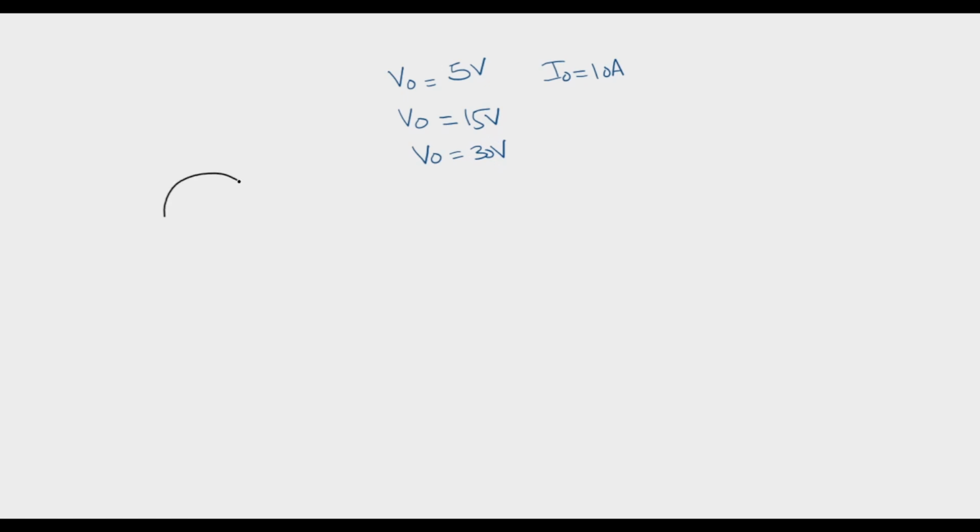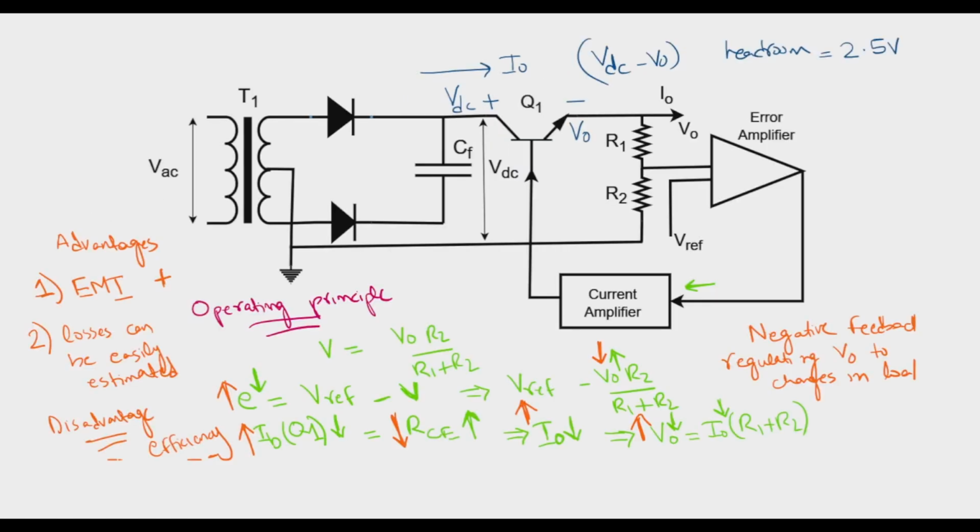So let's say this is the AC input, VAC, which is applied to this transformer and then gets rectified and produces a VDC here. So we want the minimum value of the DC voltage to be at least 2.5 volts more than the output voltage in order for the current to flow.